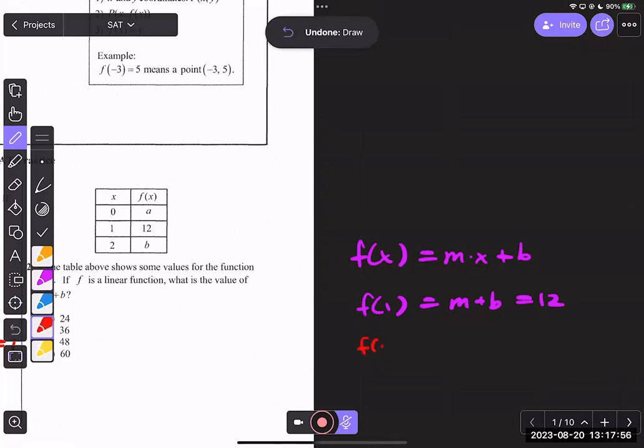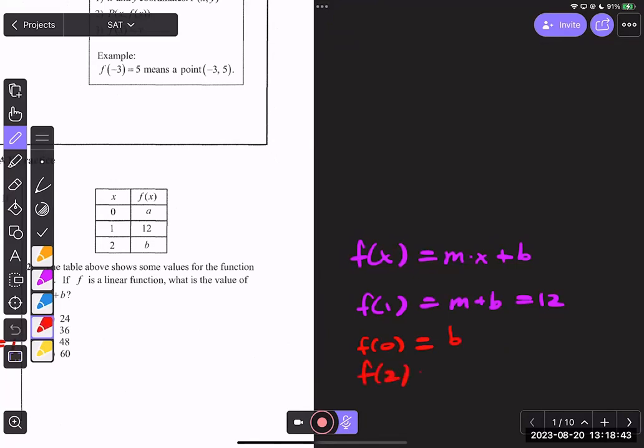So what about when you take f of 0? What is that equal to? What's the value of x here? 0. So m times 0 plus b, right? What is that equal to? b. Because anything times 0 is just 0.